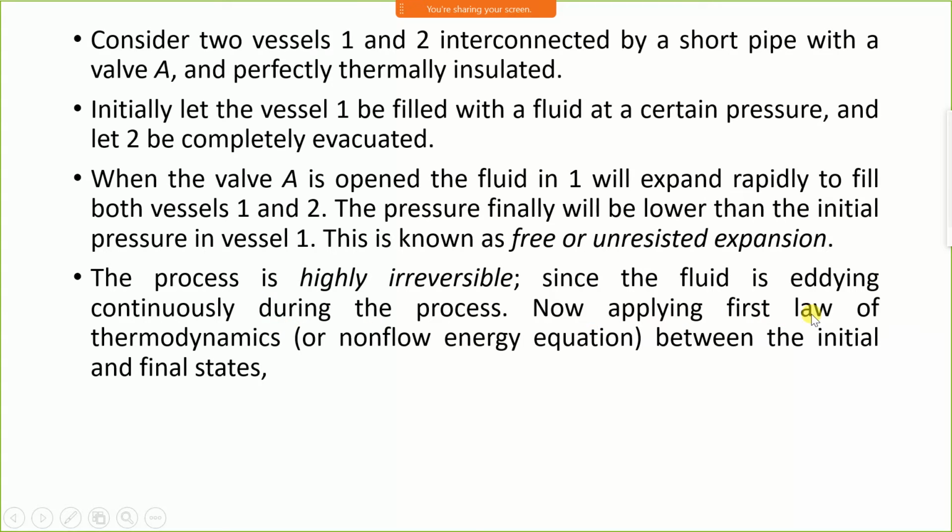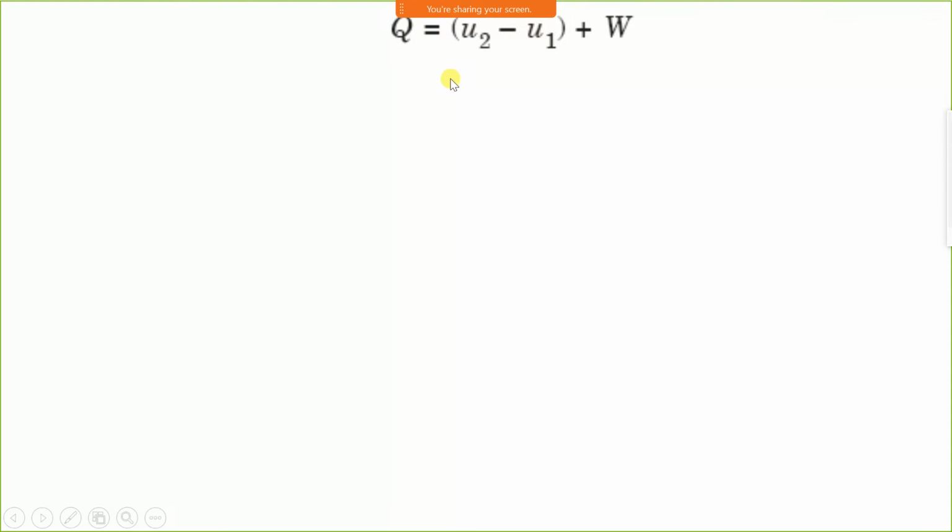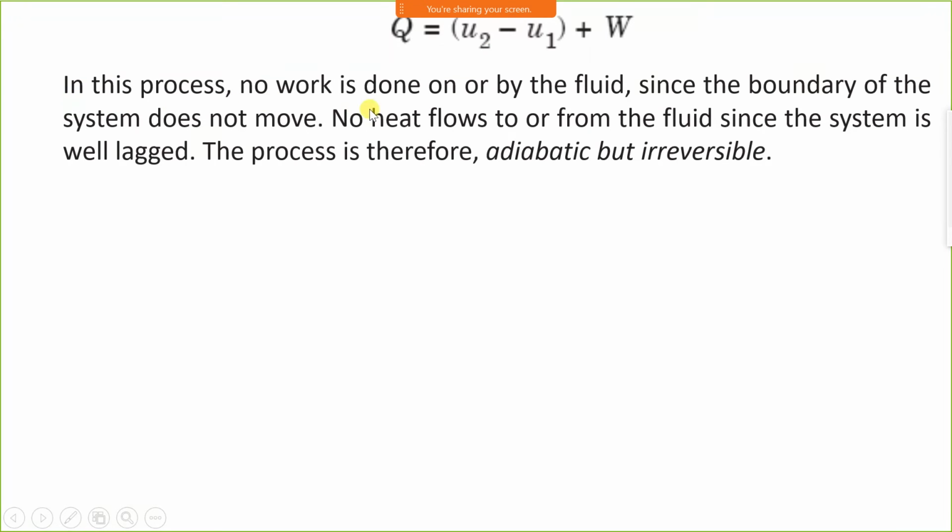Now, applying the first law of thermodynamics or steady flow energy equation between the initial and final state, Q is equal to U2 minus U1 plus W. But since it is completely insulated, heat transfer is 0 and there is no moving part. Therefore, work done is also 0. Therefore, U2 is equal to U1. In this process, no work is done on or by the fluid. Since the boundary of the system does not move, no heat flows to or from the fluid. Since the system is well lagged or well insulated, the process is therefore adiabatic but irreversible.